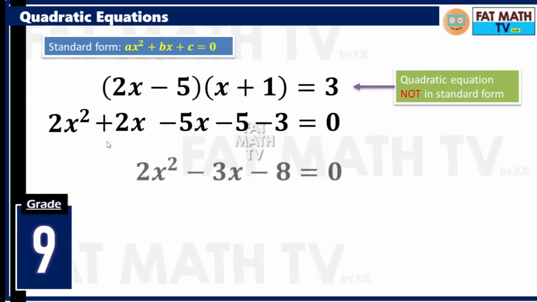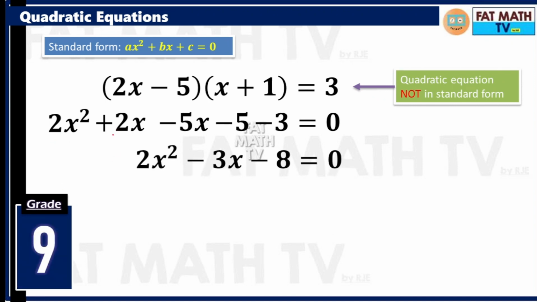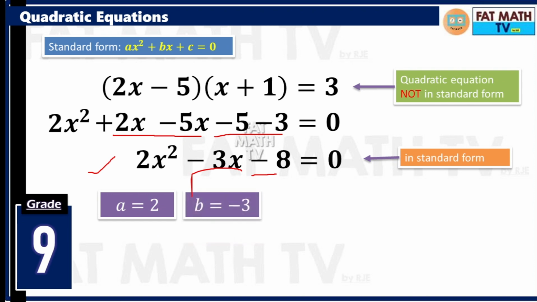You can just copy 2x squared, but for the linear term, we have 2x minus 5x. That's going to be 3x. And then negative 5 minus 3, that's negative 8. So this is now a quadratic equation in standard form. So what is our a here? A is positive 2 and b is negative 3, and of course our c is negative 8.